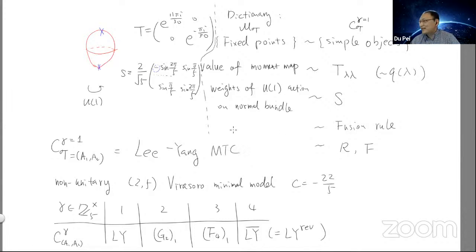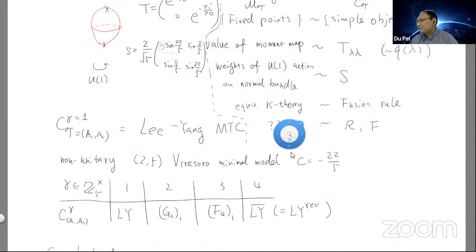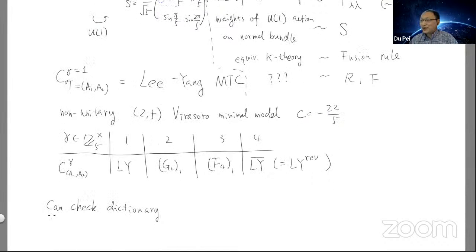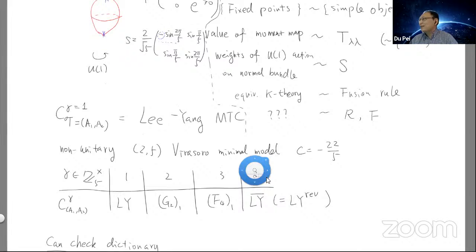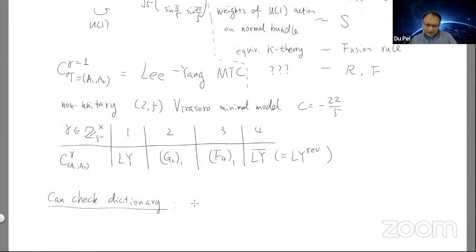We expect that this is related to equivariant K-theory of the moduli space. But for the R matrix and F matrix, the geometric interpretation is not known. But one can check the dictionary, especially the dictionary between fixed points and simple objects, and the value of the moment map, for many theories.